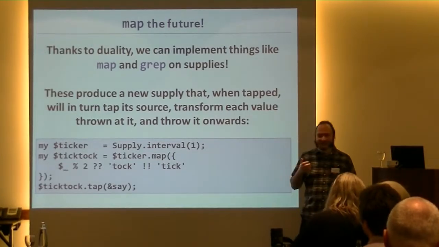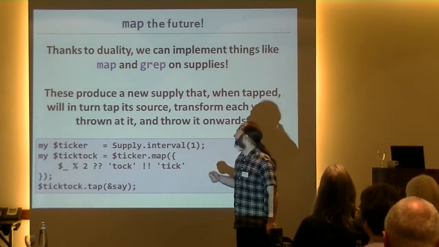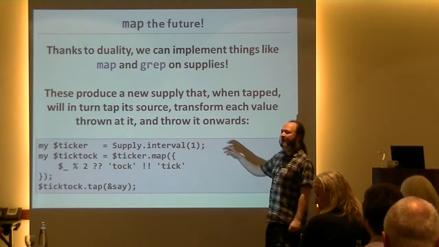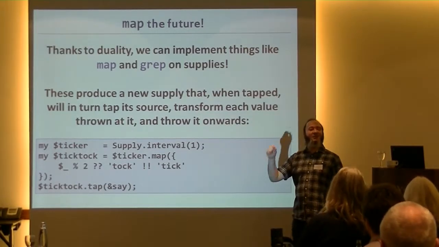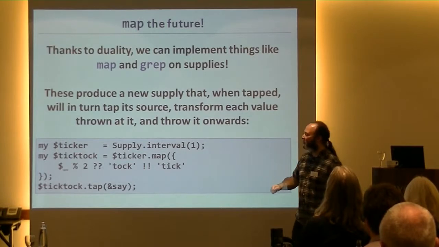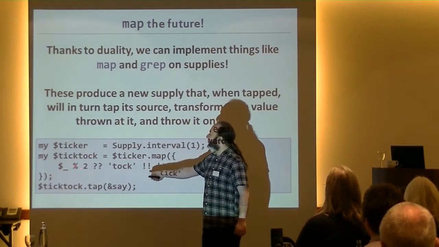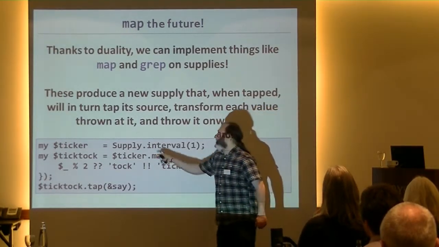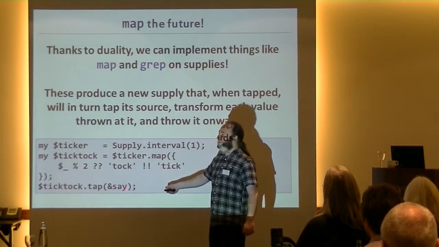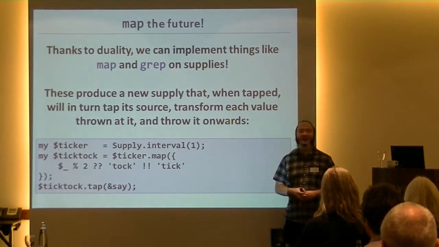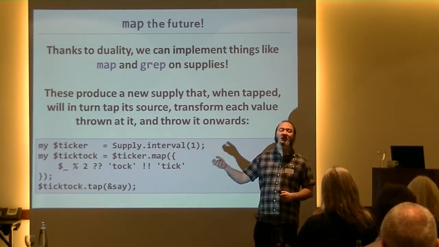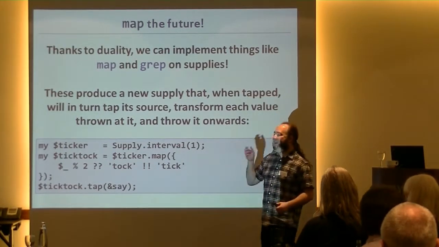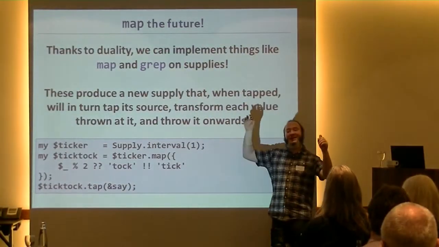But because this is an asynchronous source of data, it works like an observable, so we can map it. Every time a second comes through and the number gets pushed through, I can take it and do modulo 2, and decide whether to say tick or tock. Then I can tap this thing. When you put an ampersand before something in Perl 6, you're saying I want to talk about the function as a noun, I want to call it. What it's going to do is say tick, tock, like this.